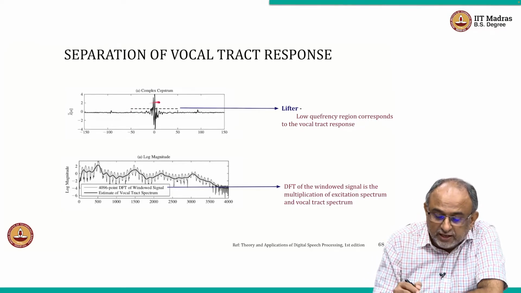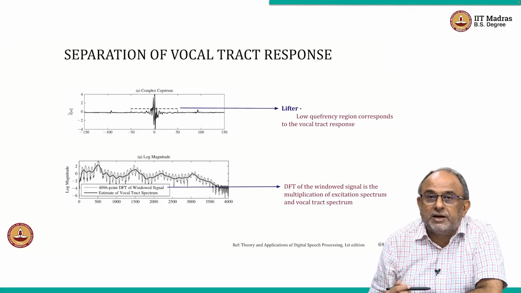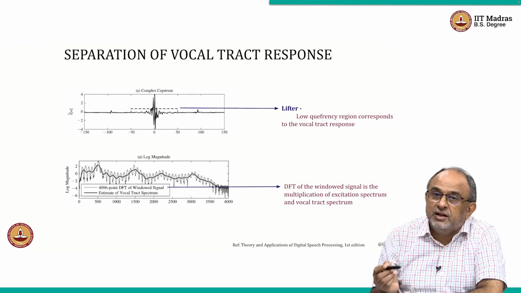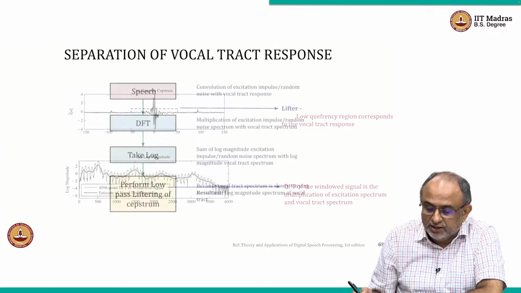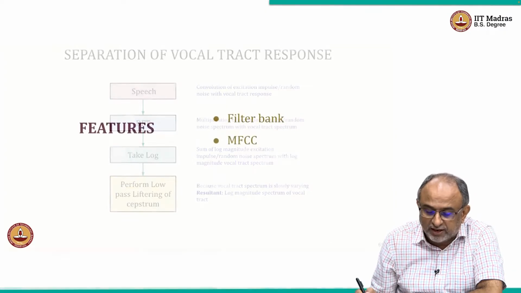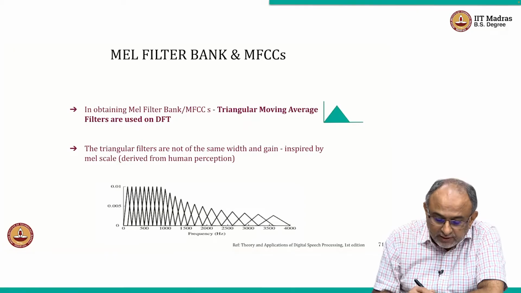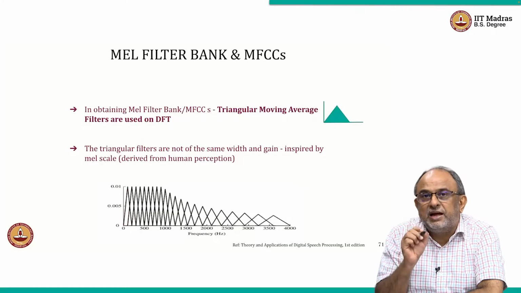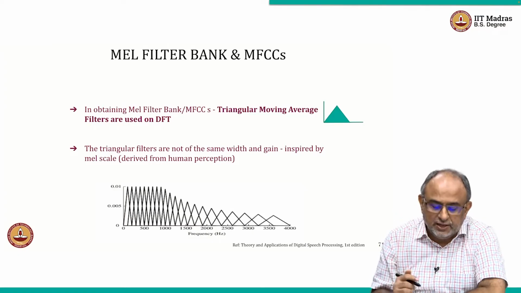This is liftering by going into the cepstral domain, but I said an easier way is to just do averaging, right? So that averaging is done by using this idea of triangular averaging, okay. So instead of doing rectangular averaging, I am doing triangular averaging.